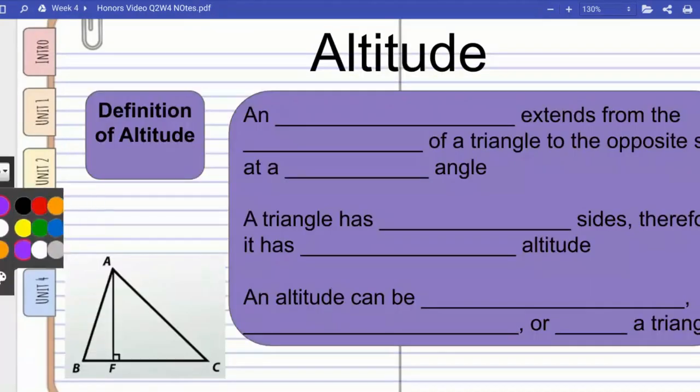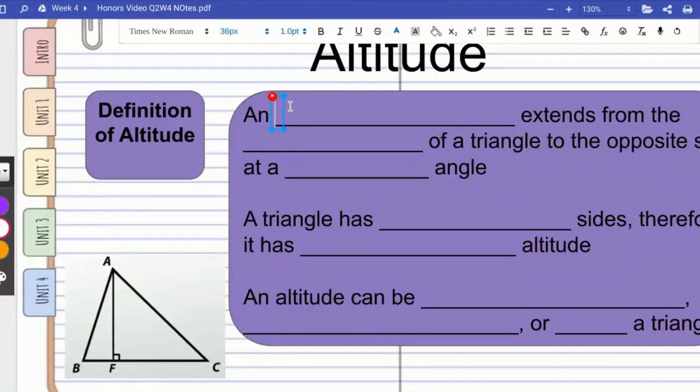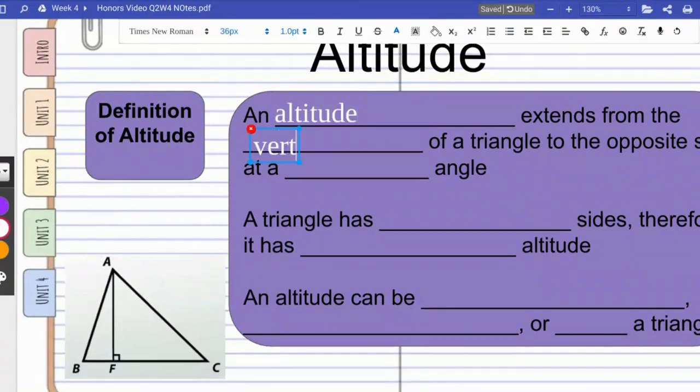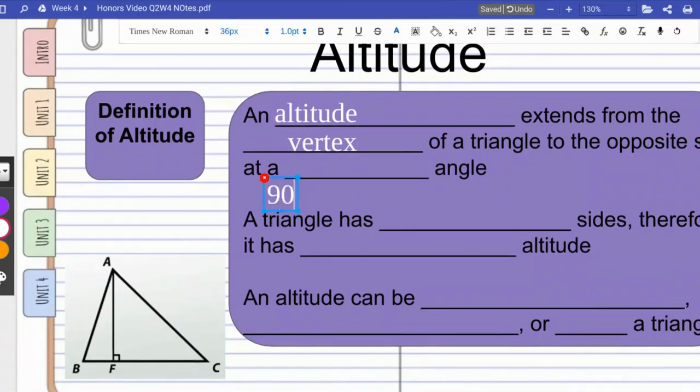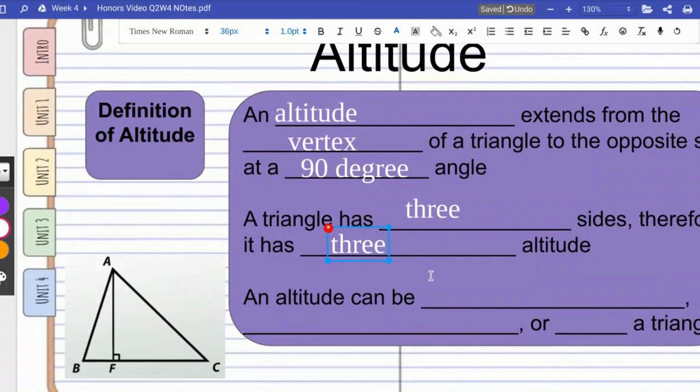The segment we have is called an altitude. An altitude extends from the vertex of a triangle to the opposite side at A. And if you look at the picture, that's a 90-degree angle, so it has to be perpendicular. The triangle has three sides. Therefore, it has three altitudes.